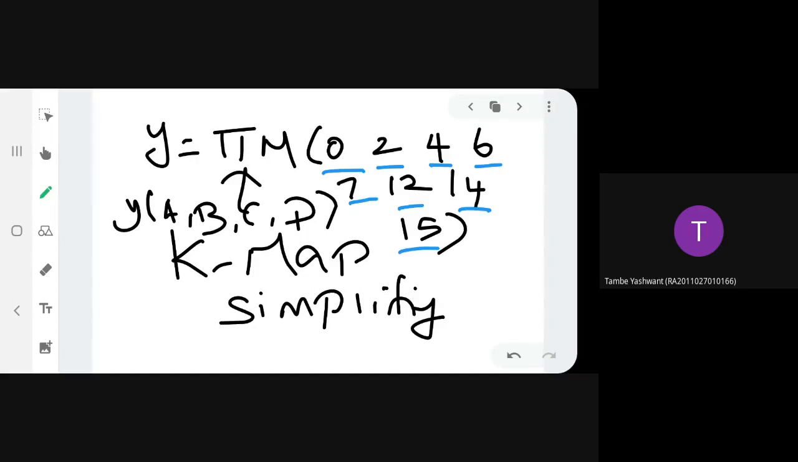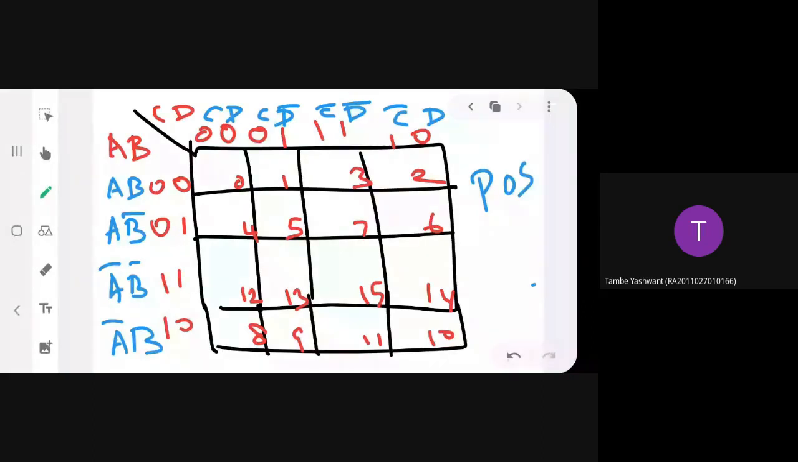0, 2, 4, 6, 7, 12, 14, 15. Shall we proceed? So tell me what are the placements that I have to finish? 0, so I am placing 0 here. Then what else? 2, here I am having 4, and then here I am having 6, here 7, 12 here, 14 here.